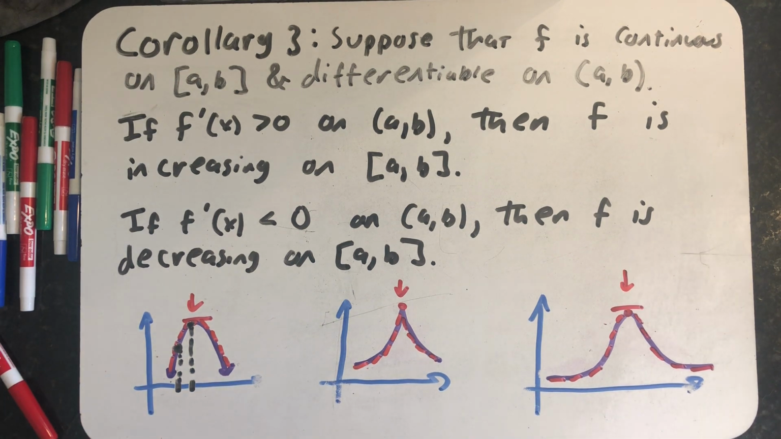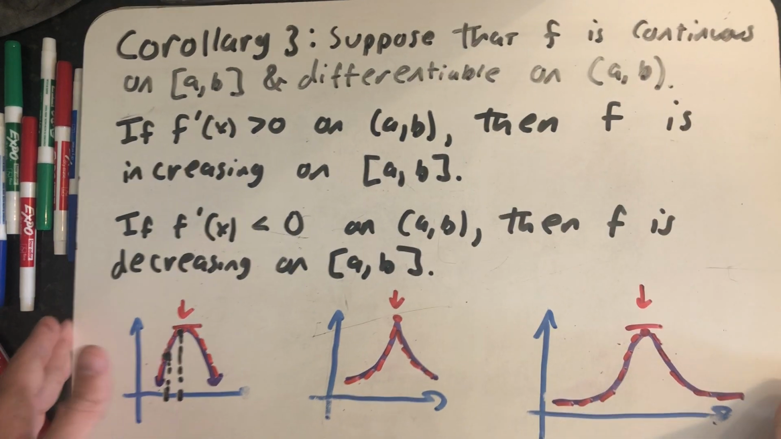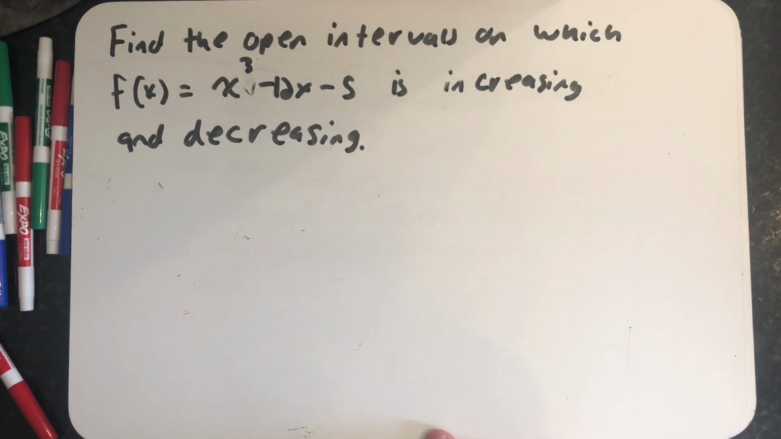Most often we're asked to identify open intervals where a function is increasing or decreasing, kind of thinking of that largest collection of things where my function is going up from left to right and down from left to right. So let's work an example. Find the open intervals on which f of x equals x cubed minus 12x minus 5 is increasing and decreasing.